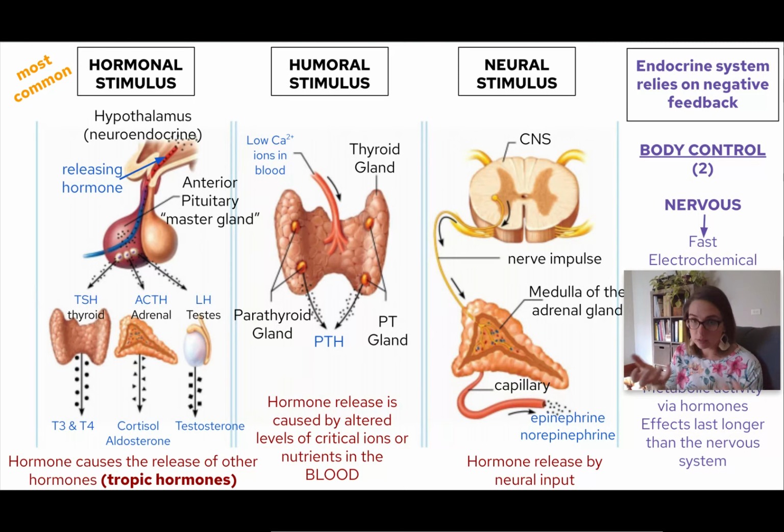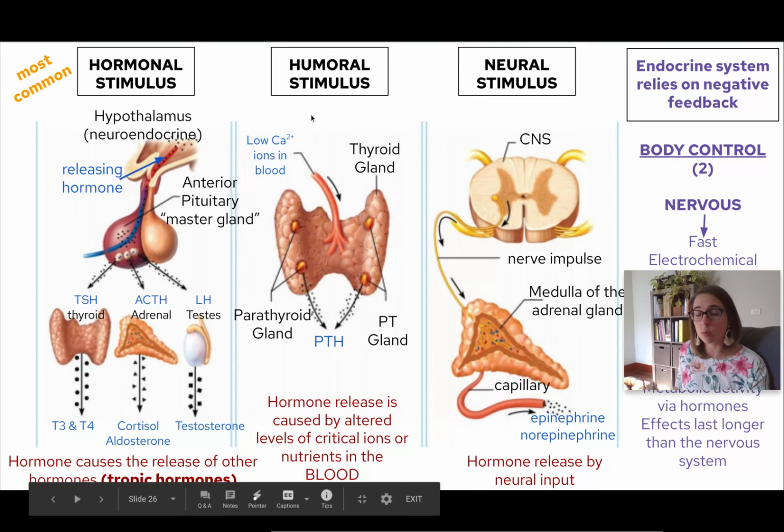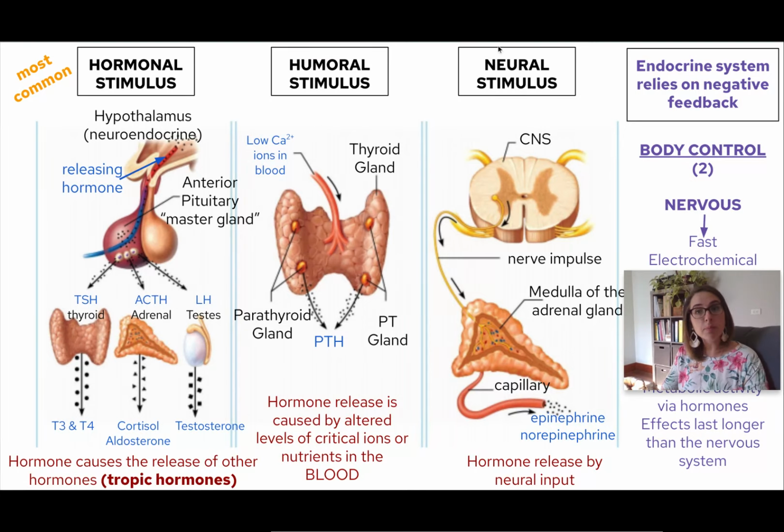Humoral stimulus is like the thyroid, like we just looked at. And the parathyroid, really. So if you have low calcium in the blood, it's the blood decrease or increase that's going to stimulate those hormones. So parathyroid is an example of humoral because it's in the humors, the liquid. And the neural stimulus is when the brain or nervous system is going to stimulate your hormones.